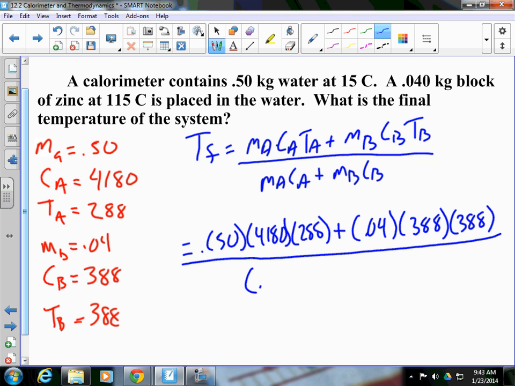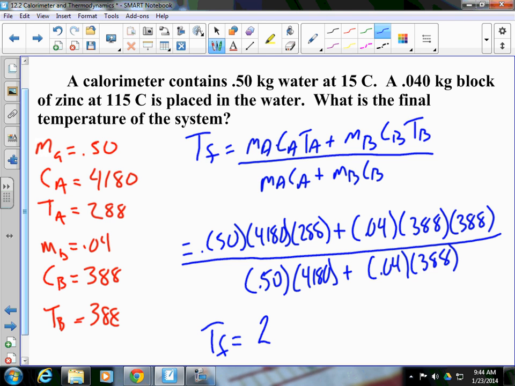Over our mass of water, 0.50, specific heat of water, 4180, plus the mass of zinc, 0.04, times the specific heat of zinc, 388. We go ahead and do this, and we find out that the final temperature of this solution will be 288.7 degrees Kelvin, or 15.7 degrees Celsius.